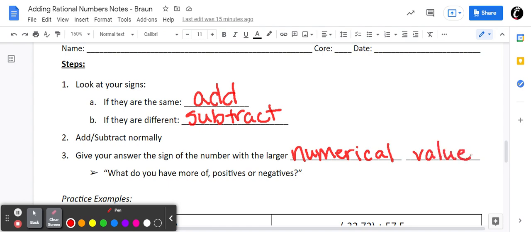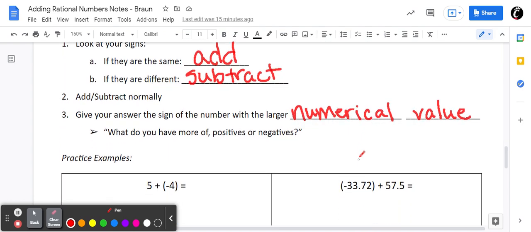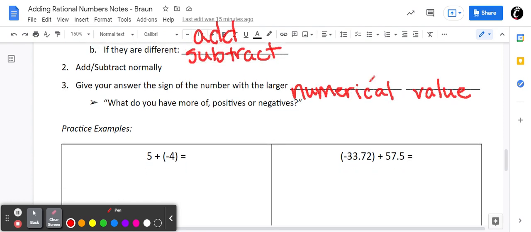Okay. And what do you have more of, positives or negatives? That's what we're looking at. We're looking at which number has the larger numerical value. So let's do some practice examples here.